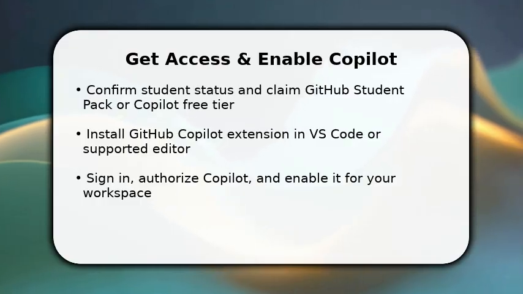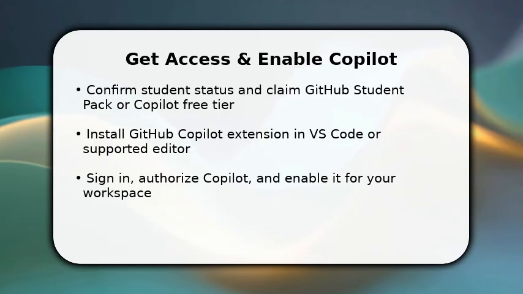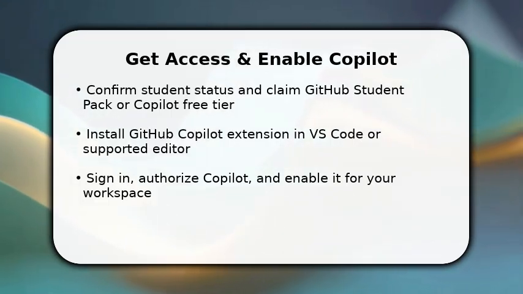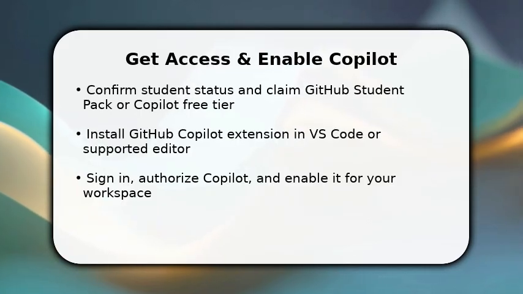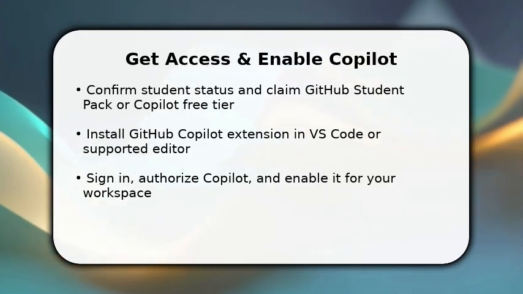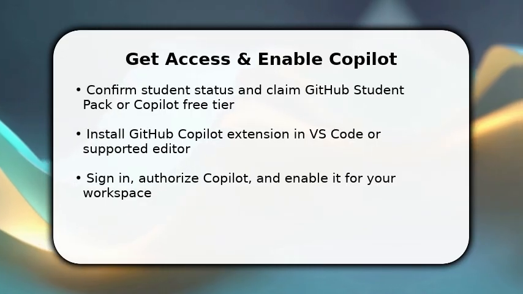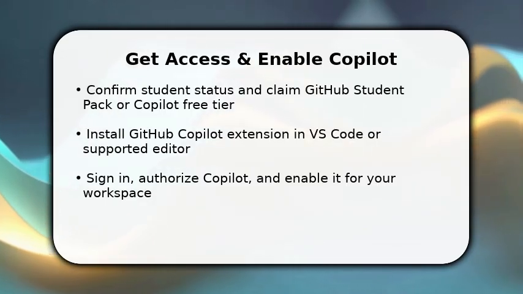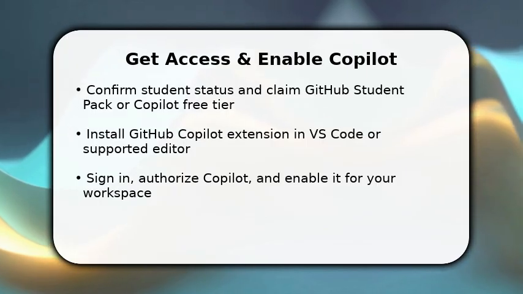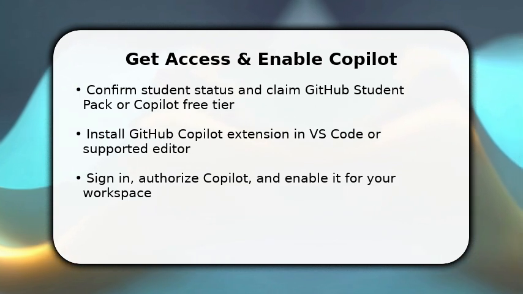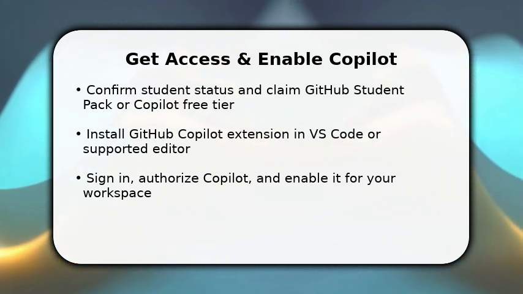You start by proving student eligibility and claiming the GitHub Student Pack or Copilot Student Access. This unlocks the tool without delay. Next, install the Copilot extension in VS Code or your preferred supported editor, because the extension is where suggestions appear. Once done, sign into GitHub inside the editor and authorize Copilot for your account and workspace so it can read file context. This step connects your editor to the AI and makes real-time code suggestions available.